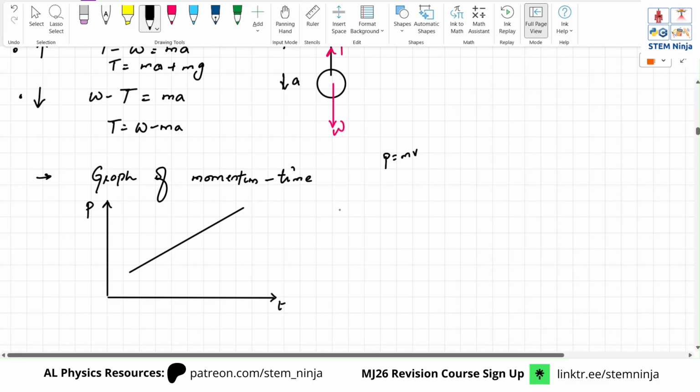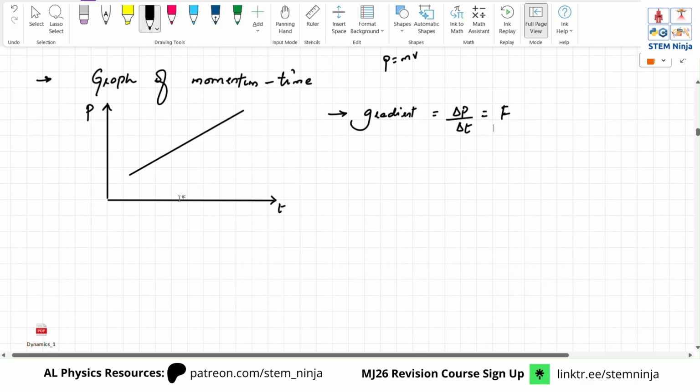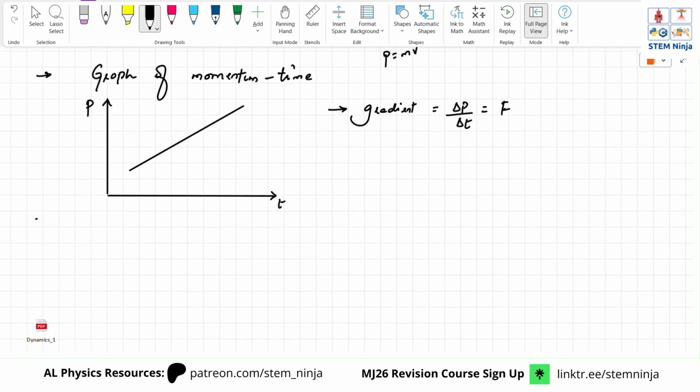So students, if you have thought about it, that's good. The gradient of the momentum time graph gives us change in momentum over change in time. So obviously this is your force. But what if you have a force time graph?